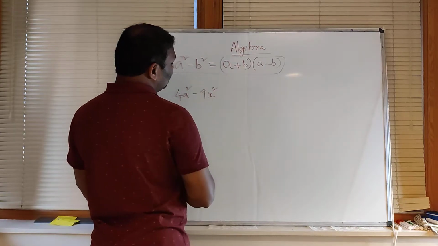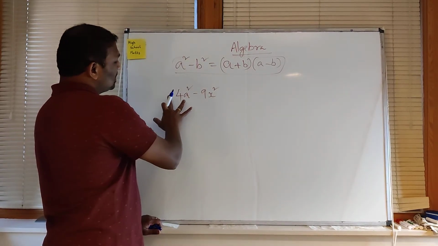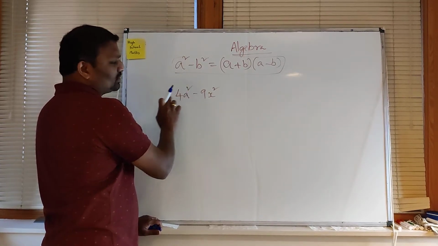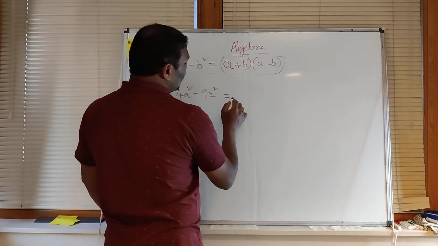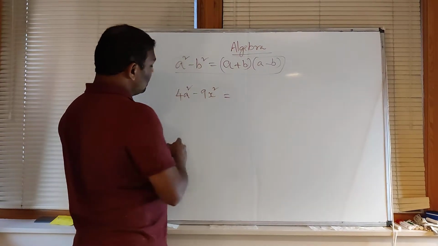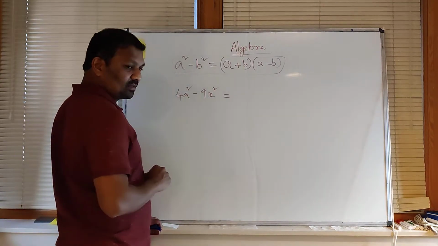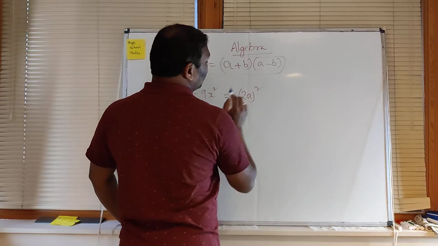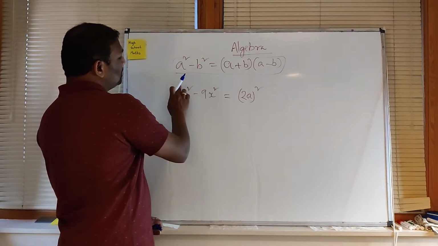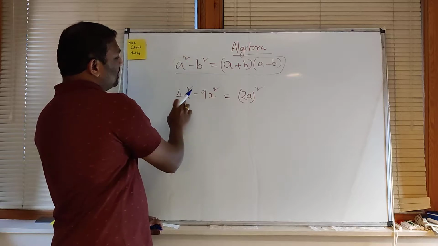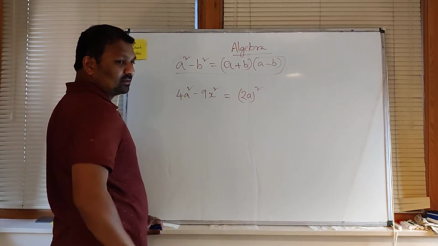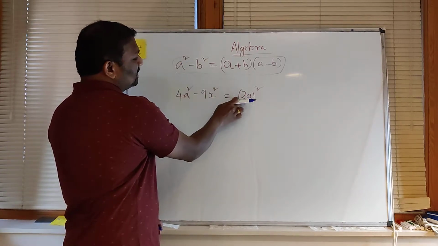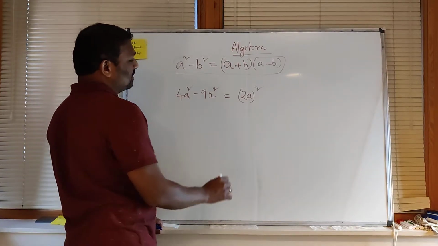Here we have a square, and here we have a square. But this is not the square of the whole term. Instead, the square belongs to only a. So this should be written as 4 into a square, or rather, 2a whole square. We have a square, but the whole a is 2a, so it is equivalent to 2a.